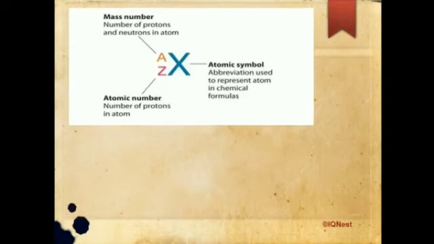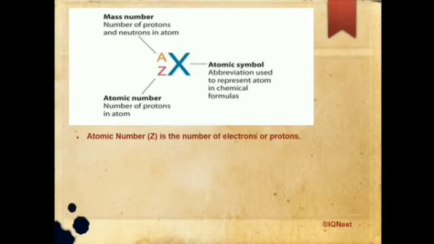Next point is about the mass number, atomic number and atomic symbol. So the atomic number Z is the number of electrons or protons in an atom, and so the atomic number is notated as Z.